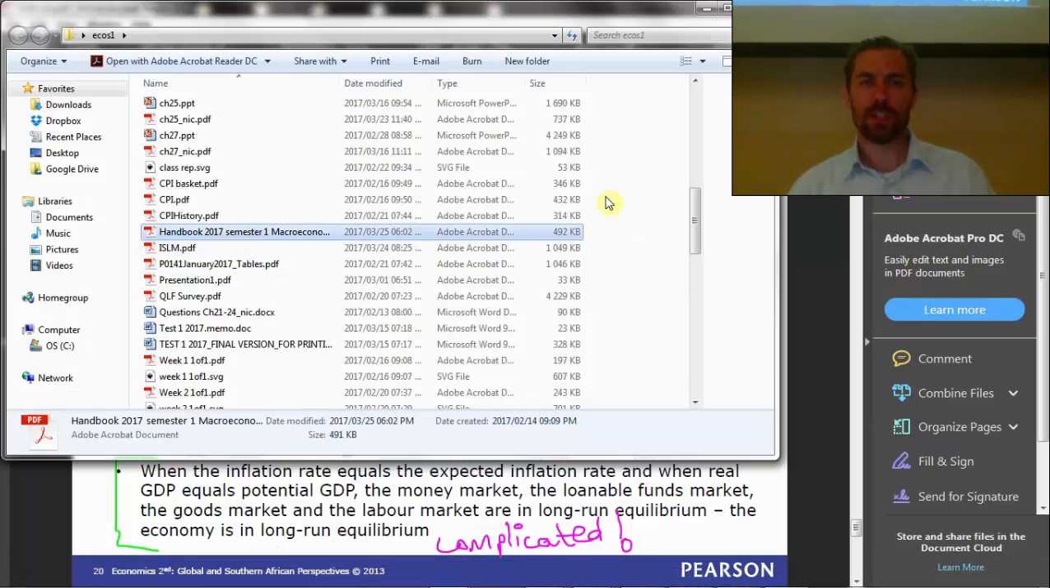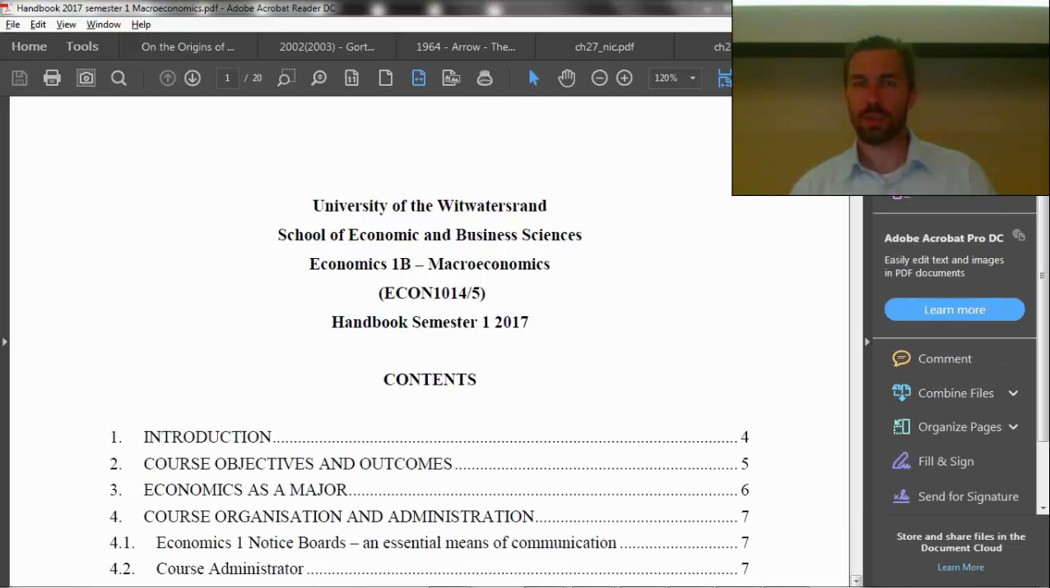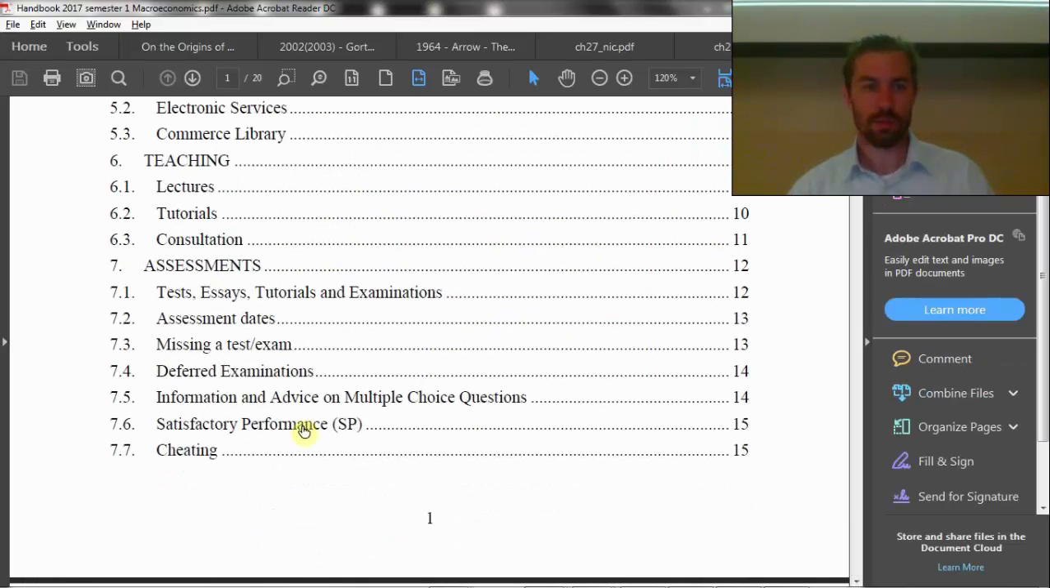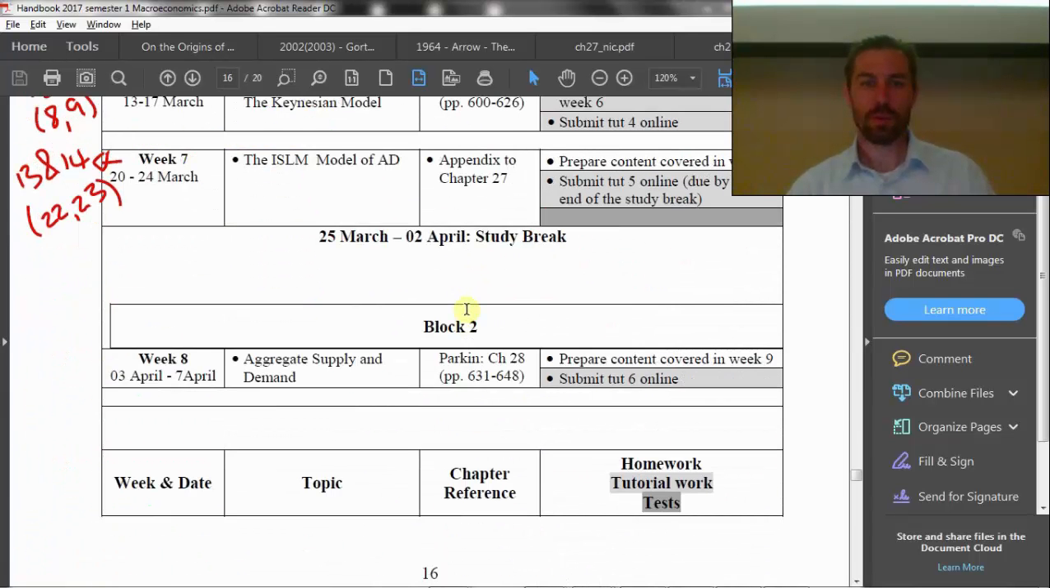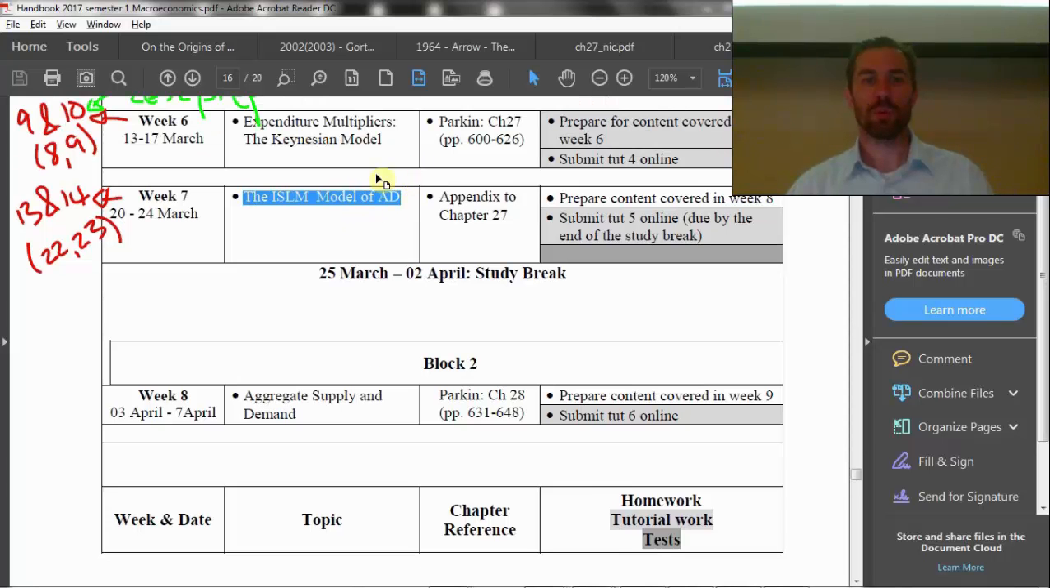I just noticed in the handbook that in our actual course calendar here, it says the ISLM model is what we're also supposed to be doing. In other words, it says Appendix to Chapter 27. Okay? So we hadn't done the ISLM model. There are no slides, though, for that.